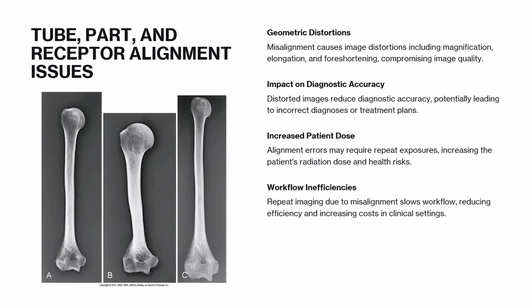Misalignment between the X-ray tube, the subject, and the receptor can cause geometric distortions such as magnification, elongation, or foreshortening of the image. These issues can affect diagnostic accuracy and may lead to repeat exposures, increasing patient dose and workflow inefficiency.